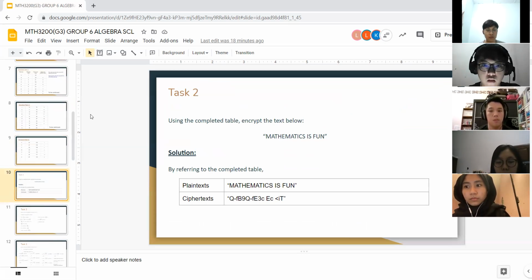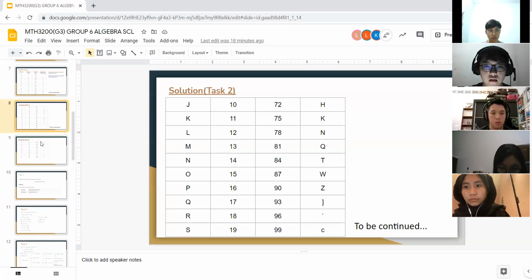Okay. The next question is, by using the completed table, encrypt the text below, which is mathematics is fun. So by referring to the completed table, it shows that, for example, M, the value of plain text is 13, then we use the formula, which is sum of the series is 81, then the ciphertext value is Q.